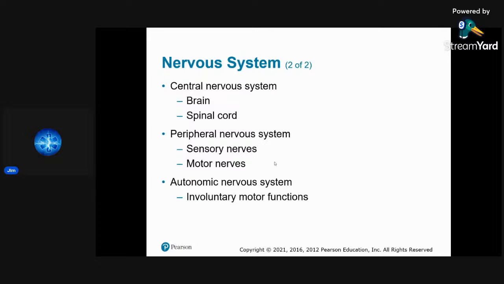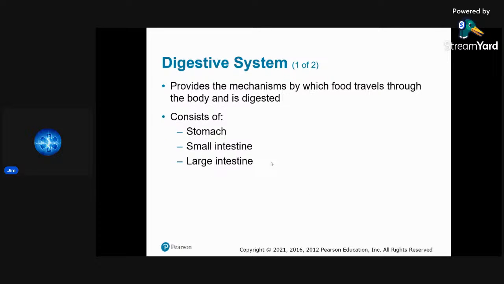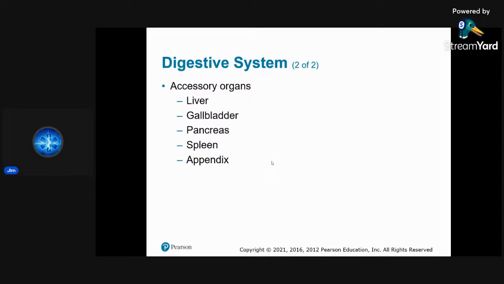digestion, stuff like that. Talking about digestion, let's talk about the digestive system. This is where we intake food and it goes to the body and gets digested, and the nutrients are absorbed and the waste products are produced or formed in the feces and then expelled through the anus, right? So it consists of the stomach, small and large intestines.